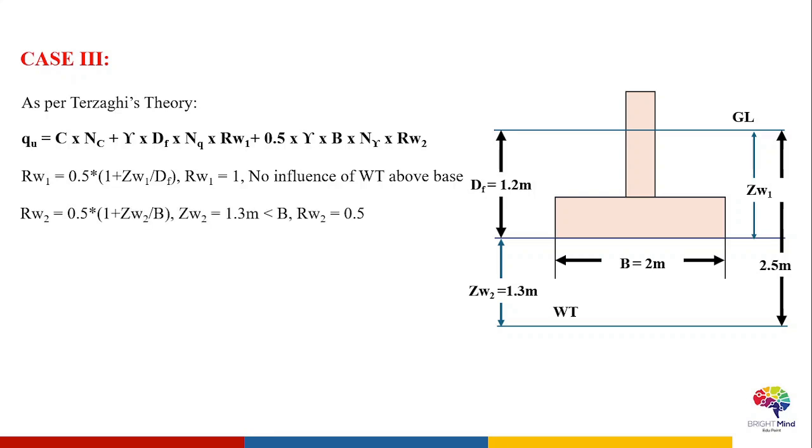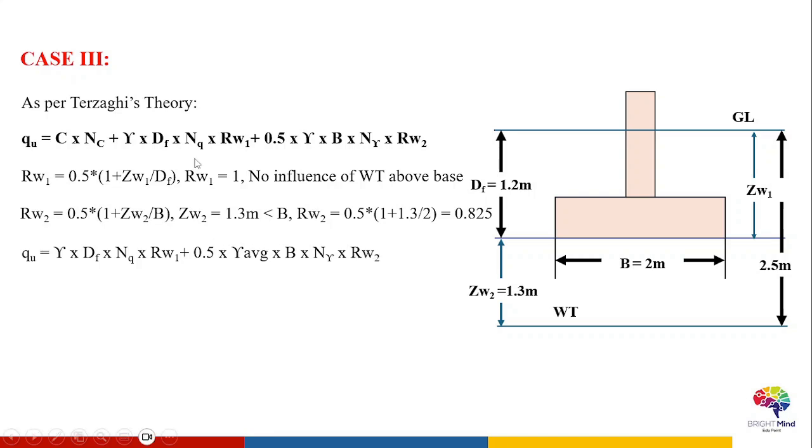Now here ZW2 value is 1.3, which is lesser than the width of the footing. So in this case, when we substitute ZW2 as 1.3 in this given equation, the correction factor for the second term, that is the wedge term, comes out as 0.825. So we'll again make use of the Terzaghi's equation and we'll put all the values accordingly. Now we'll make sure that in the surcharge term, that is the middle term, the unit weight of the soil is to be considered as dry.